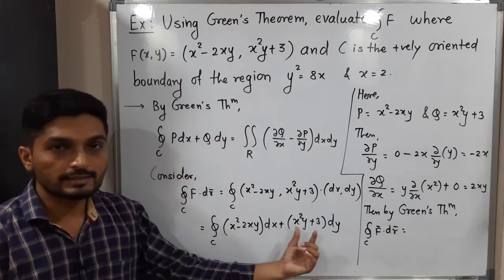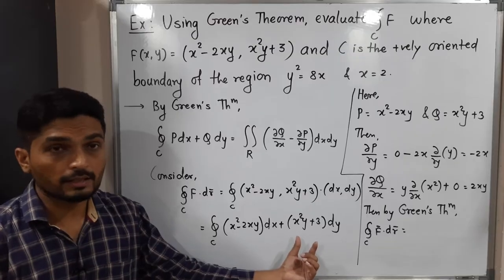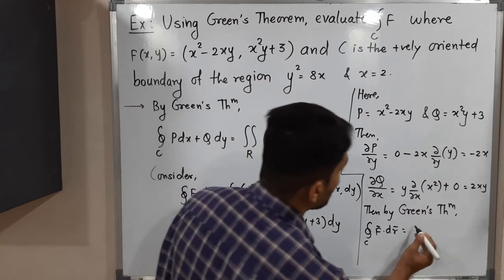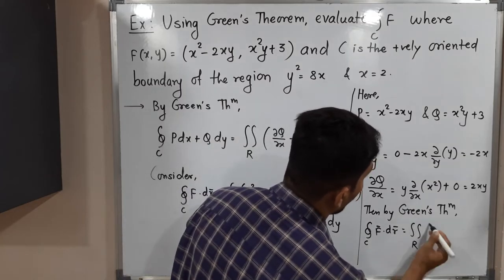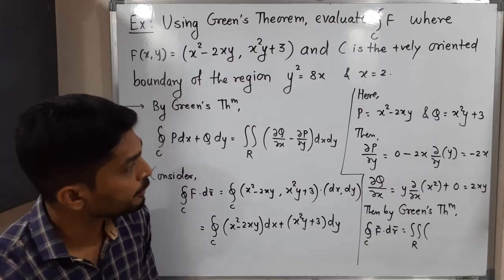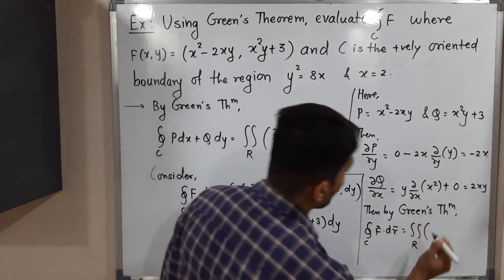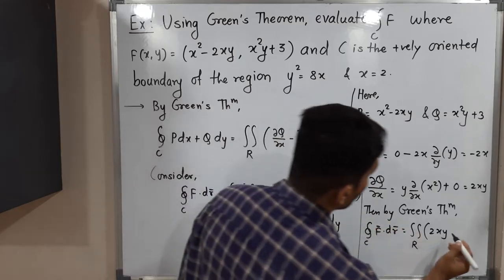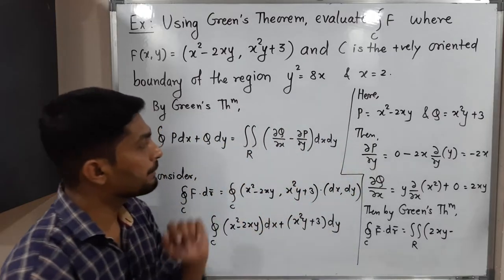So this is P and this is Q. Now I'm applying Green's theorem, that means I'm going to write that is nothing but double integration over R. I should write ∂Q/∂x first. What is my ∂Q/∂x? It is 2xy. So 2xy. There is a minus sign between them. Minus ∂P/∂y.